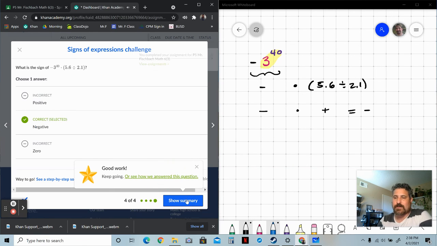And that's how you do it. It doesn't matter about the specific values. You're just trying to figure out what the sign of the answer is.